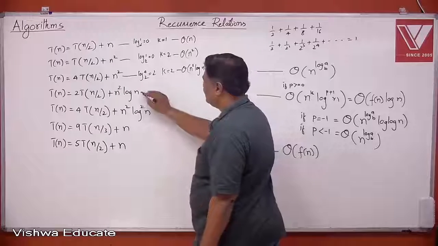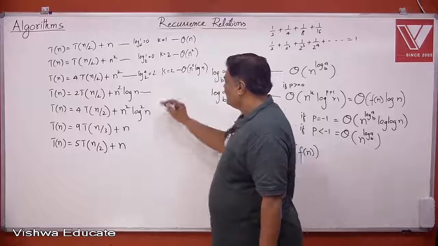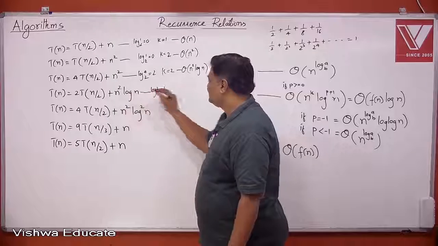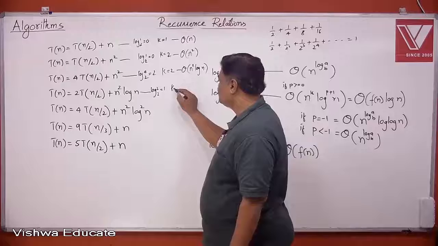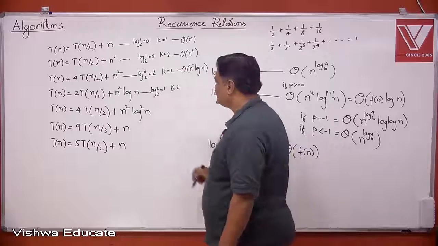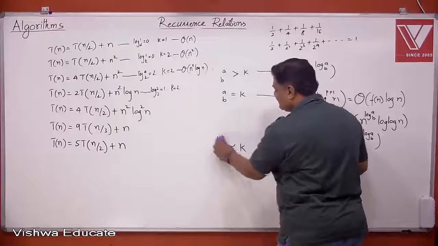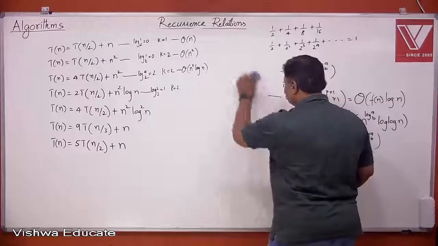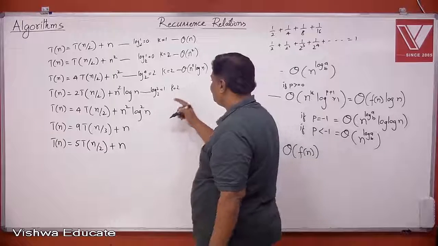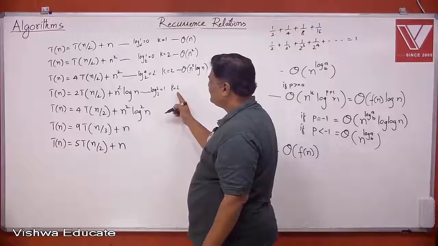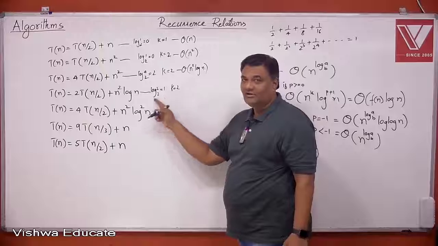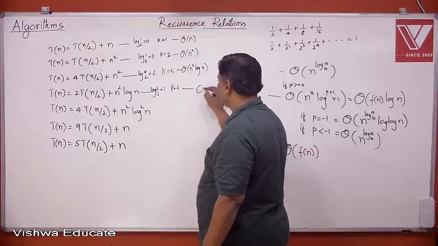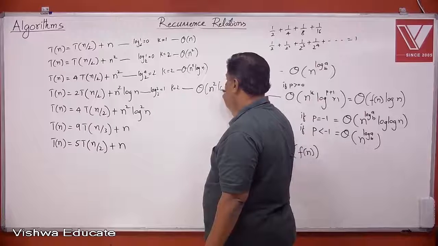N square log n. And this one, log 2 base 2 is 1. N square, so k is 2. So the answer is whatever f of n is. First of all, tell me which case it is coming in. K is greater, so this is k greater than log 2 base 2. This is coming in third case. So the answer is theta of n square log n only.